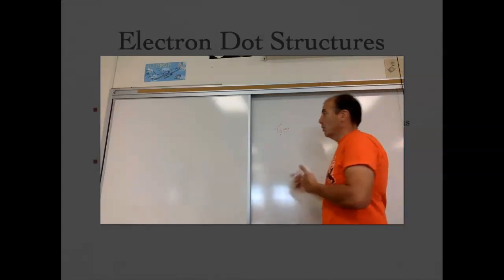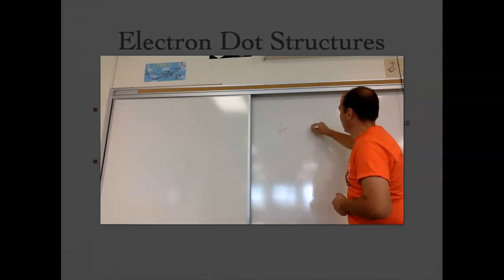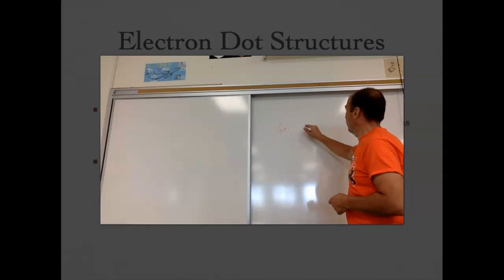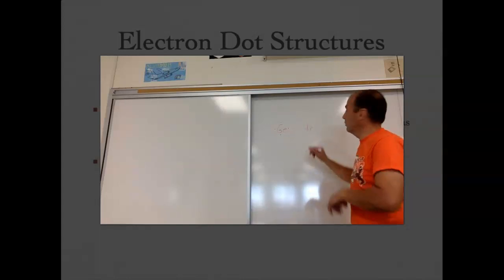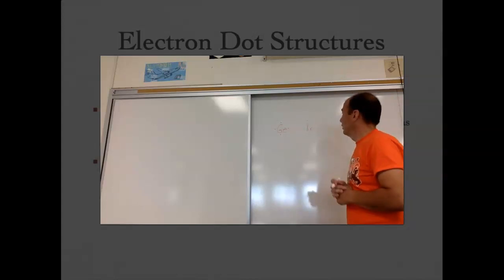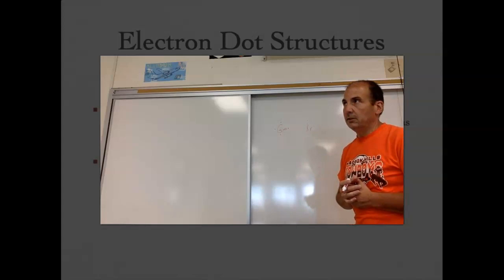Now, let's talk about krypton. We said krypton had 8. So again, start where we want: 1, 2, 3, 4. Now I have to go back and start pairing up, and now I go 5, 6, 7, 8. So krypton has all 8.